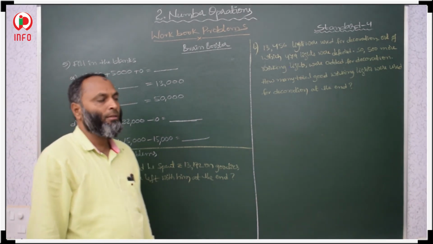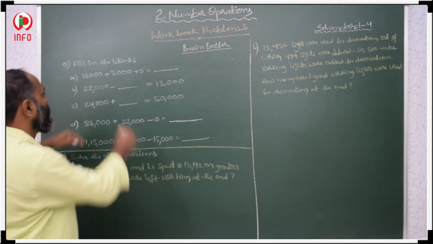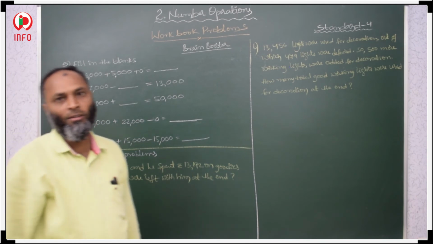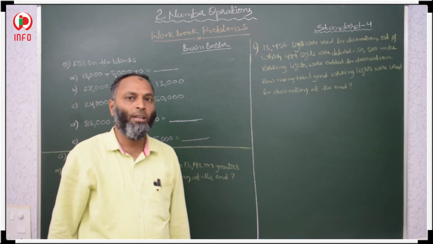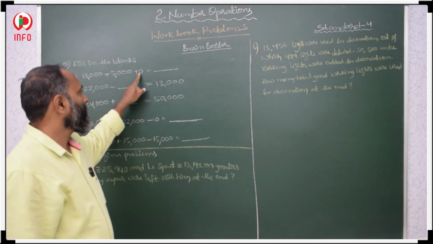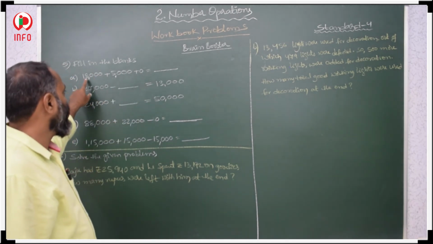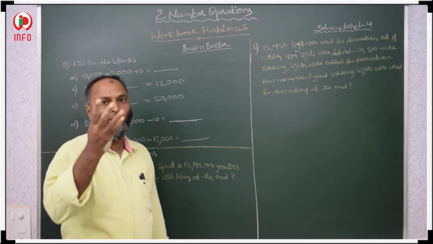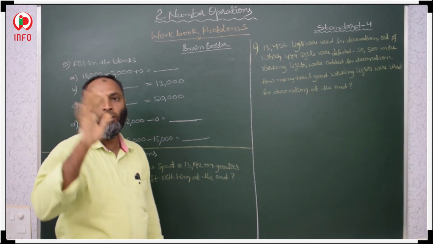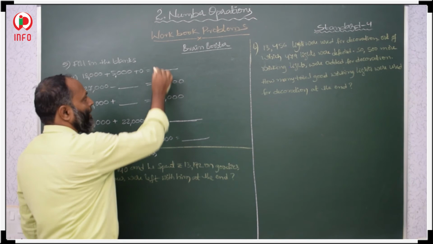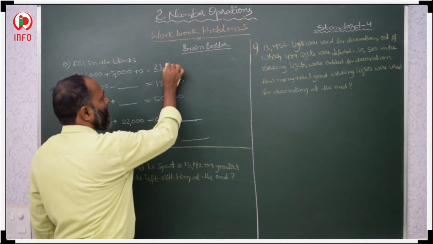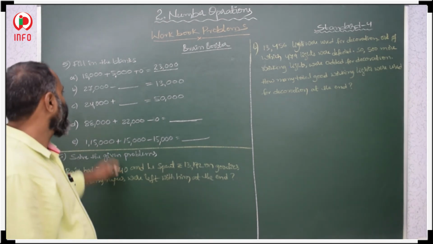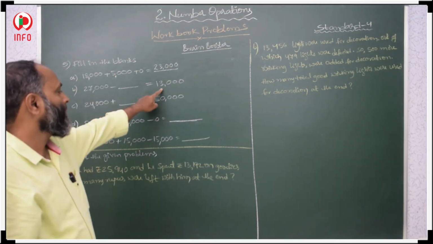Okay. So here this is 18,000 and 5,000. Plus 0 means if 0 is added to any number, then we will get the same number only. So no need to focus on this 0. So just add 18 and 5. 18, 19, 20, 21, 22, 23. Total 23,000 orally. 23,000 is your answer.